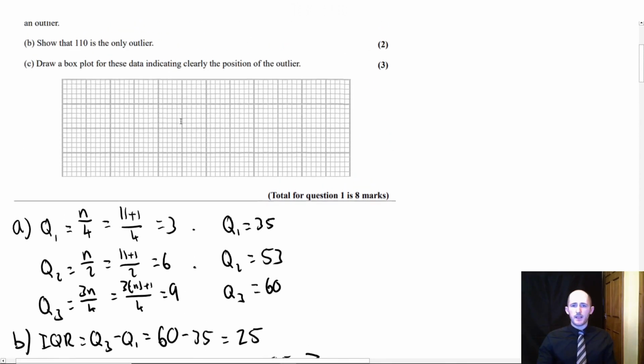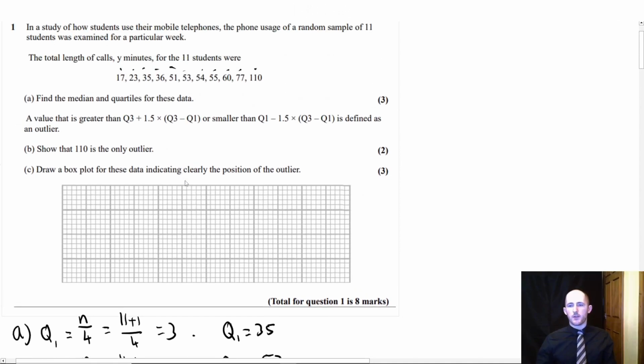Okay. Lastly, we're actually going to be drawing a box plot. What we need to do here is, a box plot consists of the 3 quartiles and the highest value and the lowest value, and then also any outliers. So with 110, we're not including it yet. If we're drawing a box plot and we want to use the entire space, we're trying to go all the way from 17 to 110.